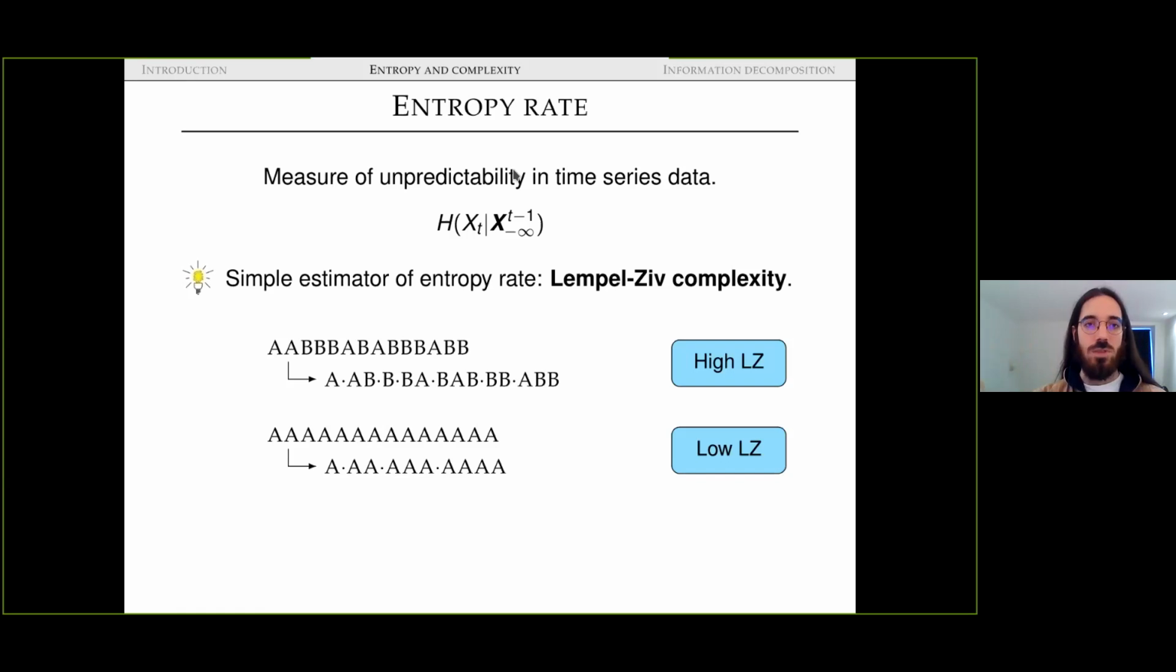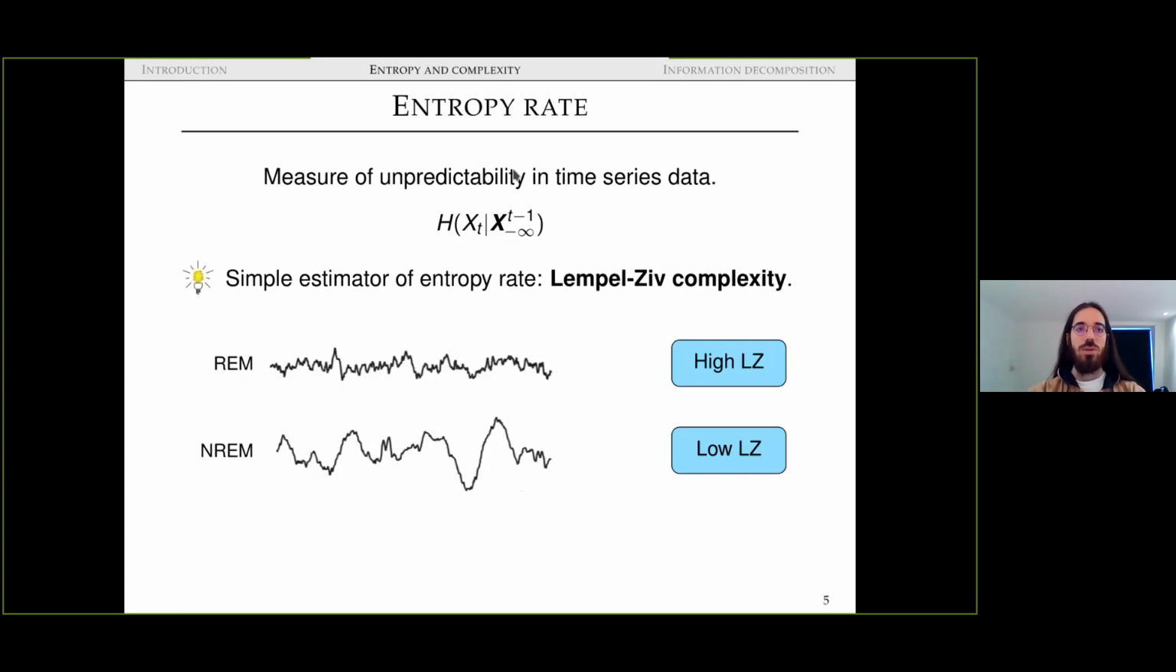You can see that the lower sequence is very, very easy to predict because it's always A's. And you can do a very similar thing with, for example, EEG signals or any other sort of neurophysiological signal. One of the canonical examples is that if we take REM and non-REM sleep neurophysiological signals from human subjects, in general complexity goes down when people are unconscious, say during non-REM sleep, and it goes up when you're awake or when you're in your REM phase.